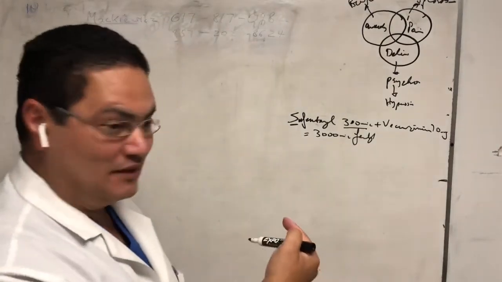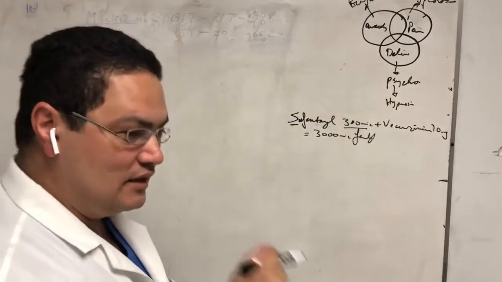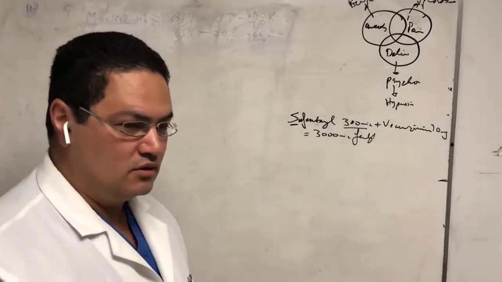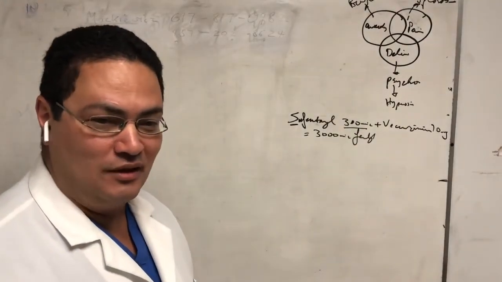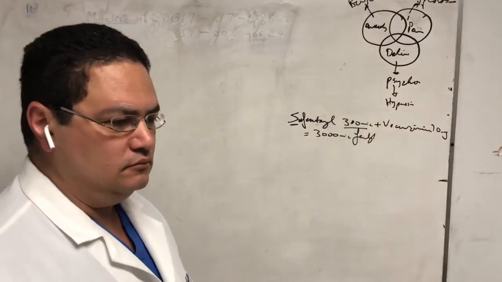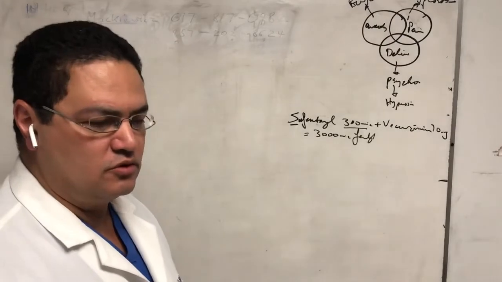3,000, not 50, not 100. 3,000 mics, and the only reason we don't give 3,000 mics of fentanyl is that it's just going to take us too long to draw it. It's just too much. So that's why we use the sufentanil.